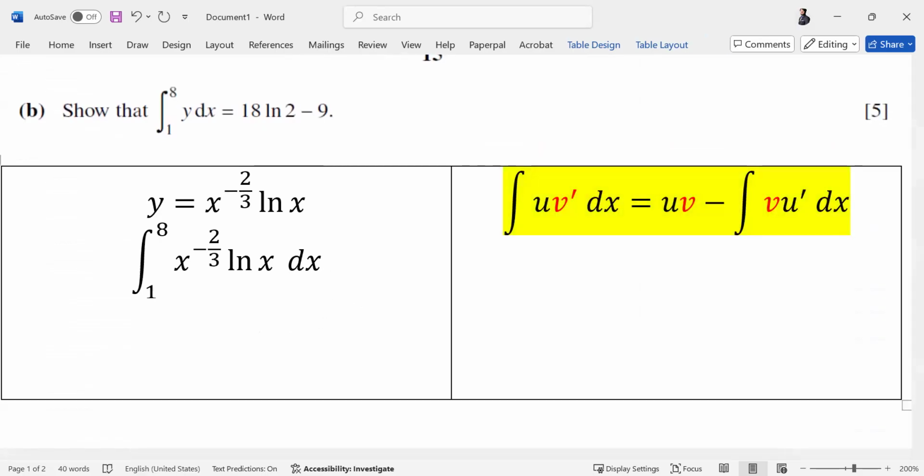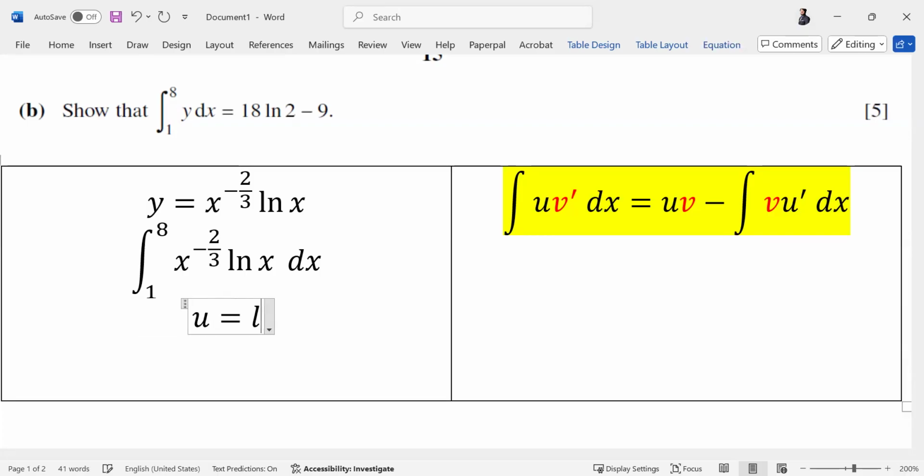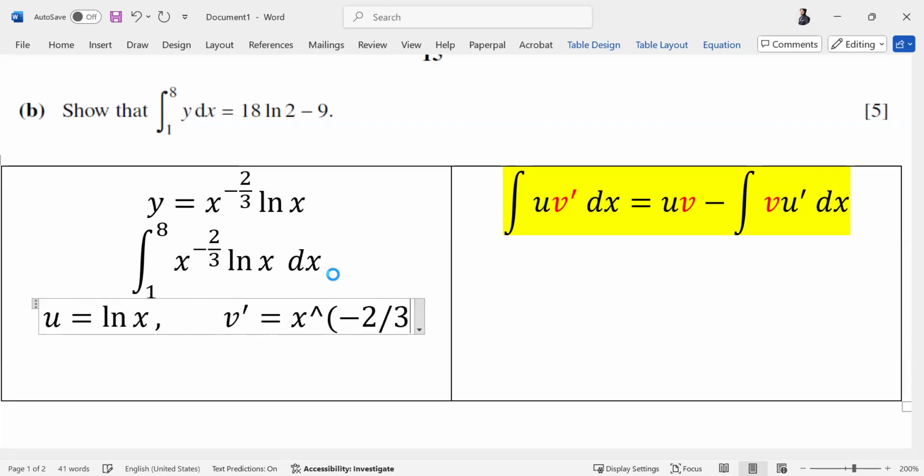So what should be taken as u? That is what we must think. What will we take as u? ln x. Why? Because we are following the sequence ILATE, and there is no inverse trigonometric in this one. It is a log, so log must be taken as u. U is ln x. And what will be your v dash? Now be very careful with this. What will be your v dash? X to the power minus 2 upon 3.